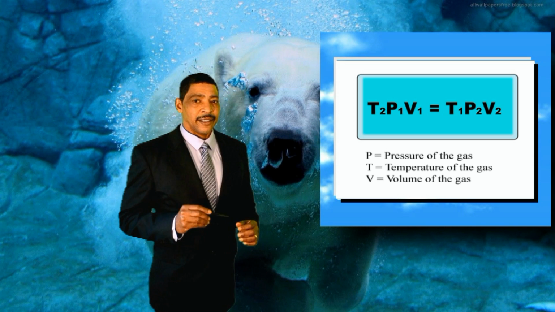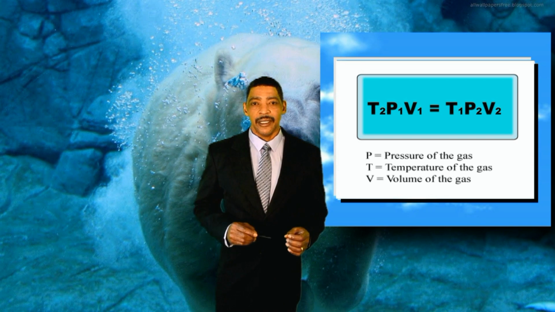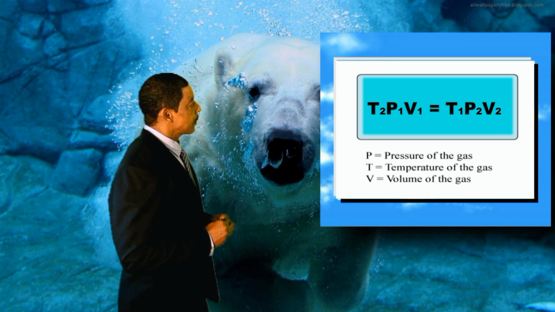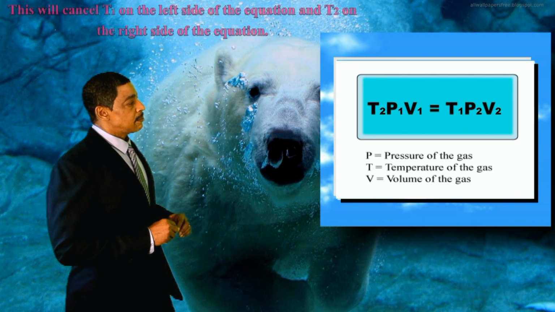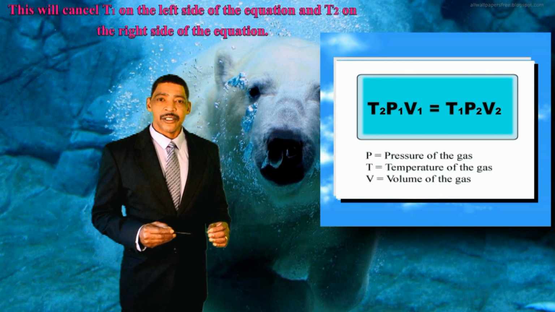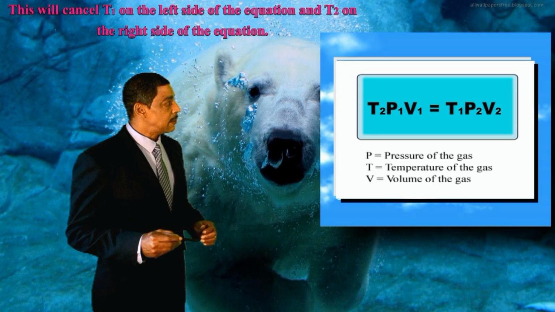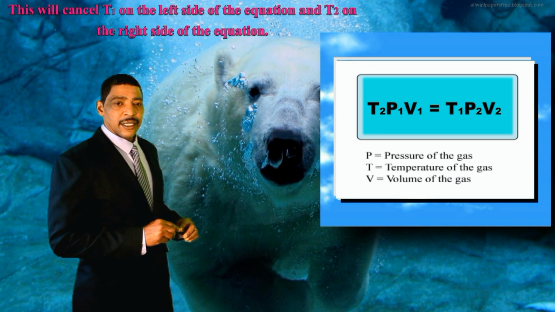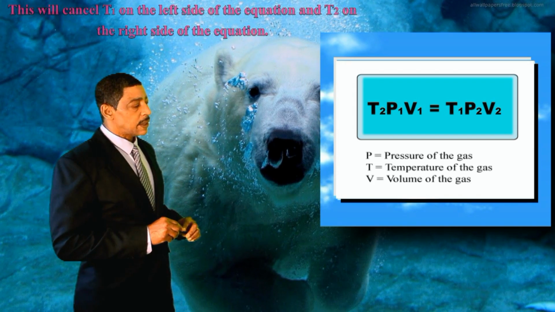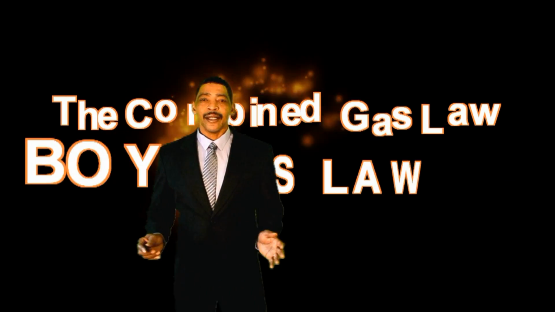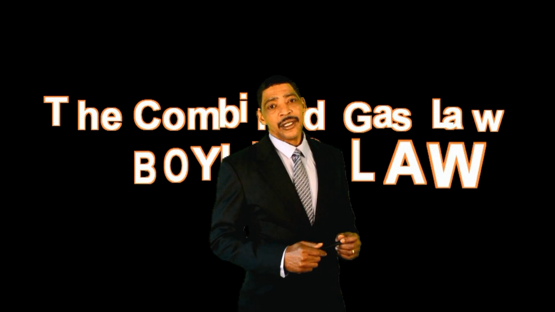When using the combined gas law, it is always convenient to simplify. To simplify the combined gas law, multiply through by T1 T2. The simplified version of the combined gas law will then be written as follows: T2 P1 V1 is equal to T1 P2 V2. Now let's apply the combined gas law to a few practice problems.